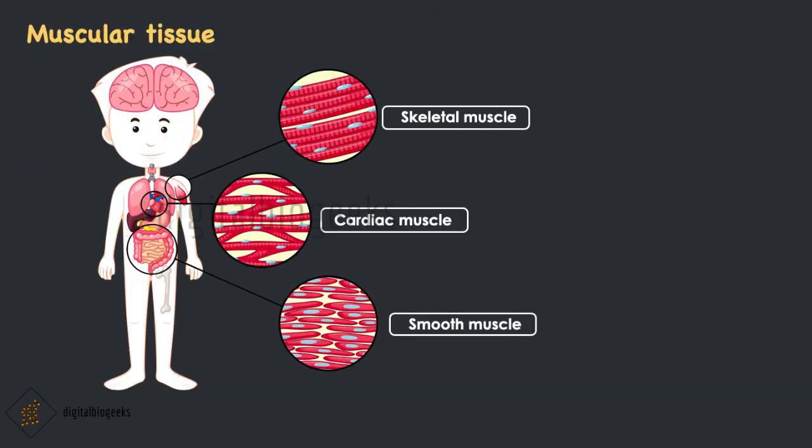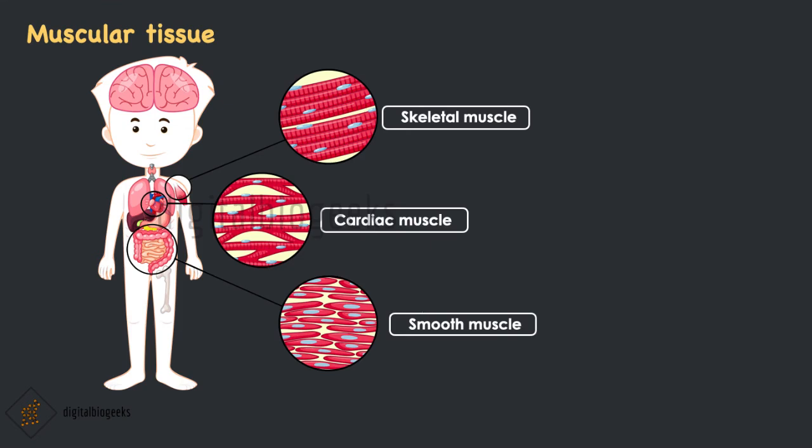Now let's learn about muscular tissue. Muscular tissue is responsible for our body movements. Without this tissue, we will not be able to move. Muscles contain special proteins called contractile proteins that contract and relax to cause movement. We have three types of muscles in our body: skeletal muscles, cardiac muscles, and smooth muscles.